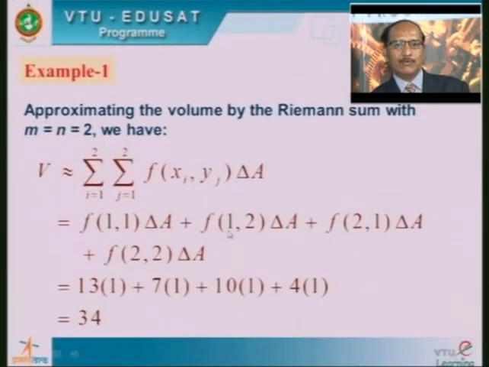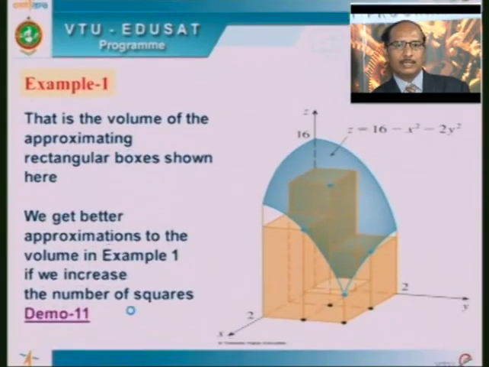Similarly, f(1, 2): put x equal to 1, y equal to 2, that gives 7. Then x equal to 2, y equal to 1, that gives 10, f(2, 1). Similarly, f(2, 2) gives 4. So delta A is the same. The area of each of the subsquares is the same, that is 1, 1, 1. So the volume is approximated as 34. The volume under the paraboloid above the region is 34.